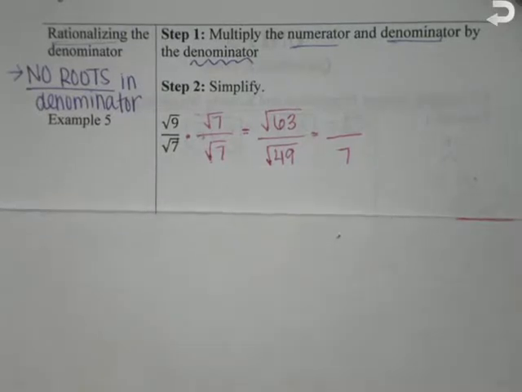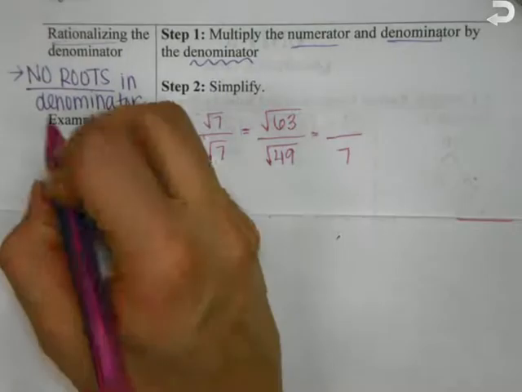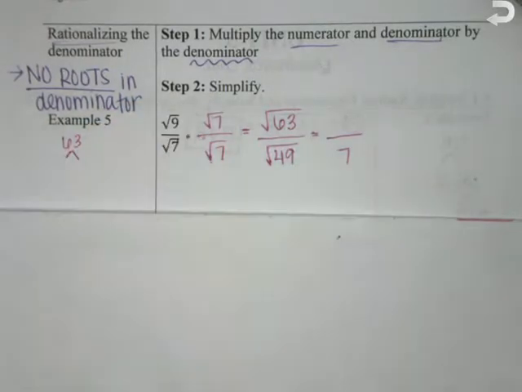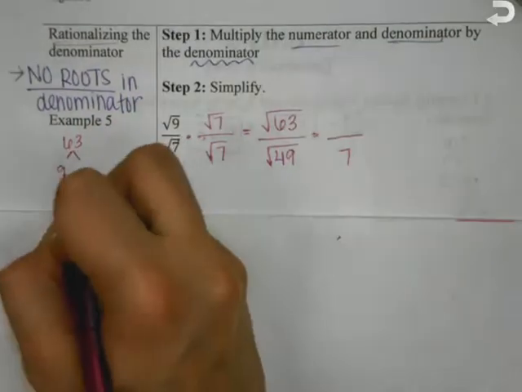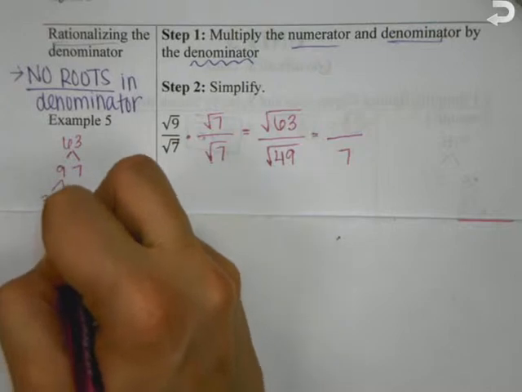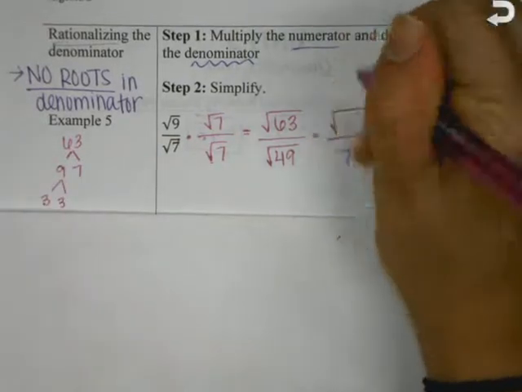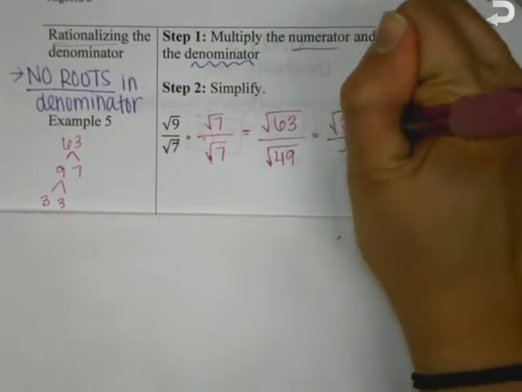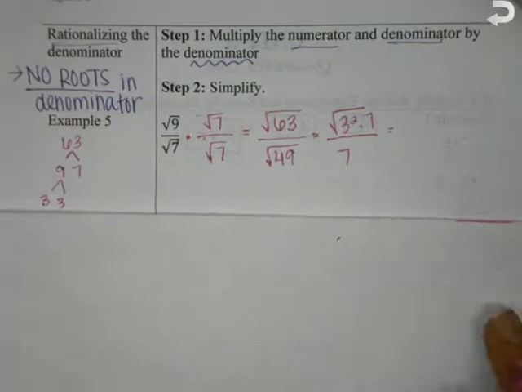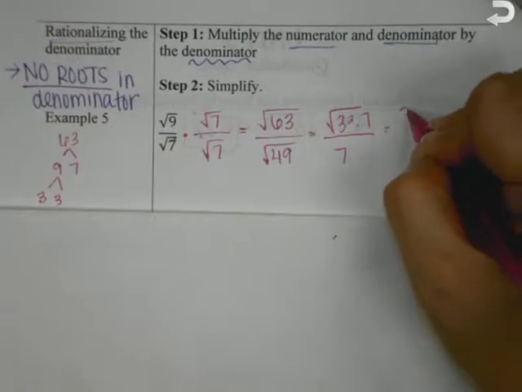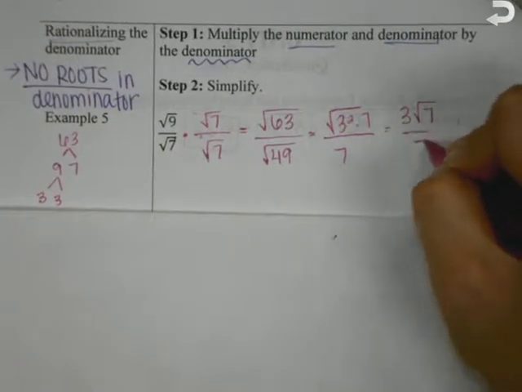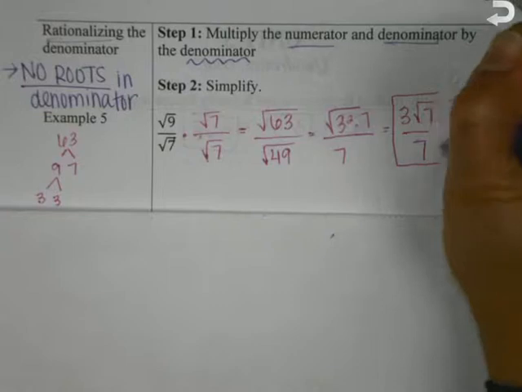63, how does that break down? 9 and 7. And 9 is 3 and 3. So this is the square root of 3 squared times 7. So that gives me an answer of 3 root 7 over 7. And that's your answer. So we don't have a radical in the denominator anymore, so that's our answer.